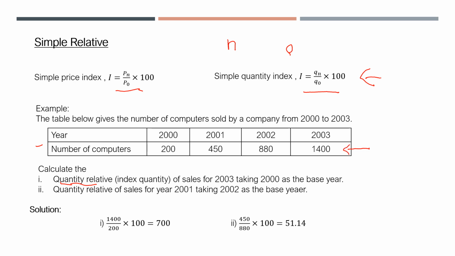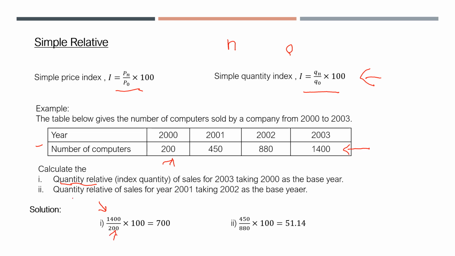So 1400, we put it above. And then the base year 2000, the quantity is 200. So you just put 200 below here, and then times with 100, we get the answer.